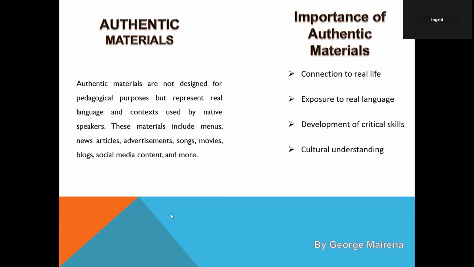Yes, that's why we say cultural understanding. That's one of the reasons we say that authentic materials are so important, because at the end, remember, as you said, they foster, I would say, an appreciation of the traditions, as you mentioned before, even values as well, and customs, right? Okay, good.